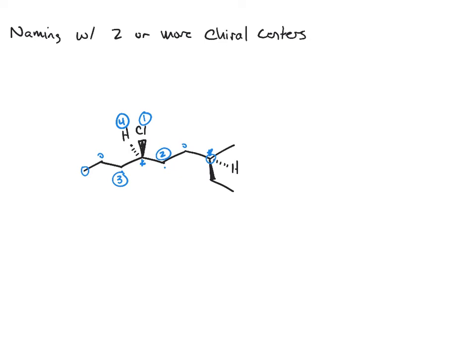In this example, 4 is already in the back, so you don't have to manipulate that. Just draw a curved arrow from 1 to 2 to 3. That one's going around to the right, so that's an R configuration. Now we'll go to the other end and do the same thing. Figure out our priority groups. The easiest one to pick out is the hydrogen. That's priority 4.